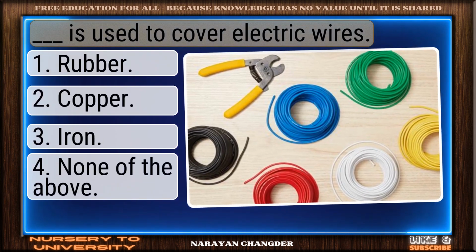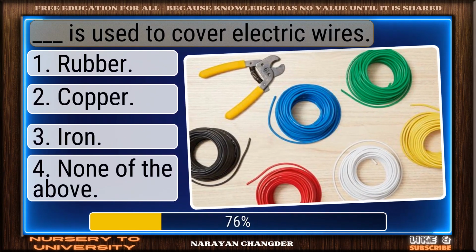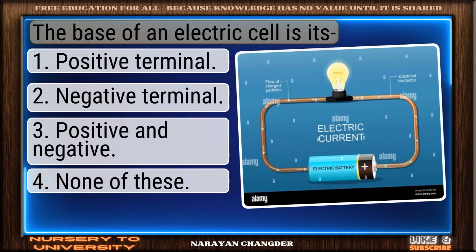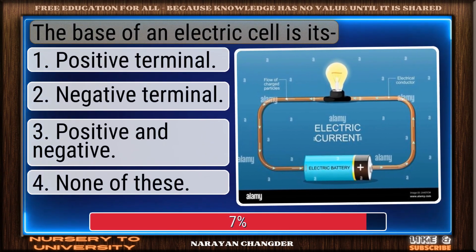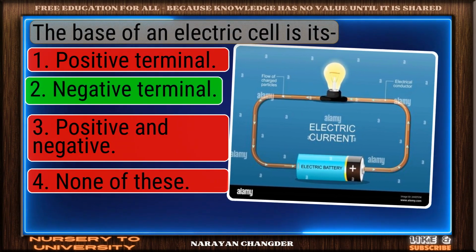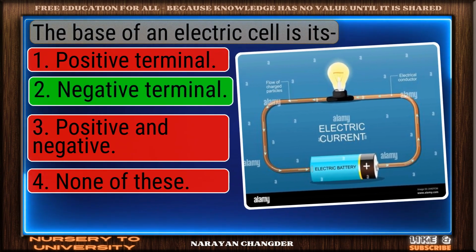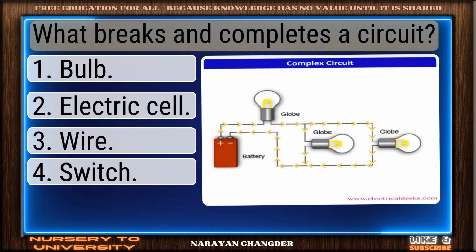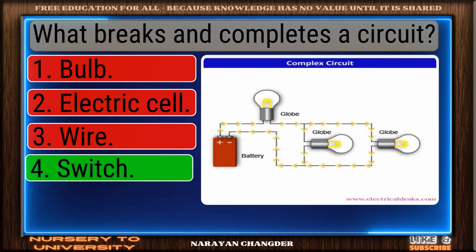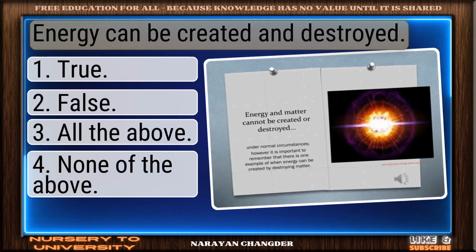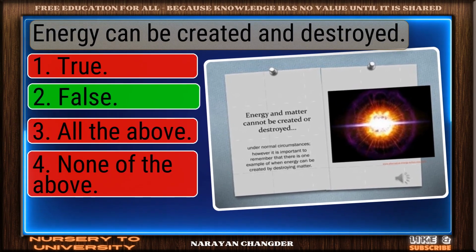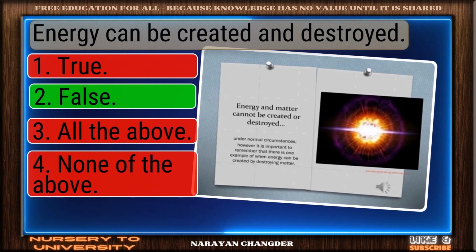Dash is used to cover electric wires. Strong choice. Rubber is the right answer. The base of an electric cell is its dash. Exactly. Negative terminal makes sense, and it is the right choice. What breaks and completes a circuit? You're right. Switch is the correct answer. Energy can be created and destroyed. Great job. False is the accurate answer.